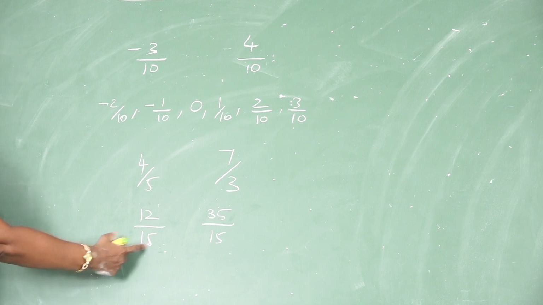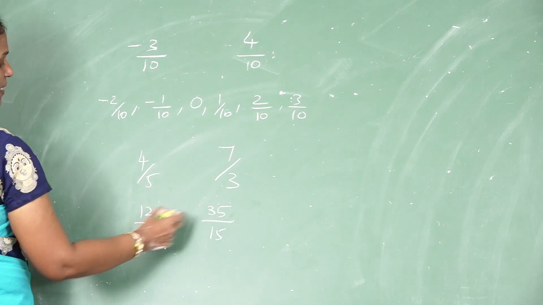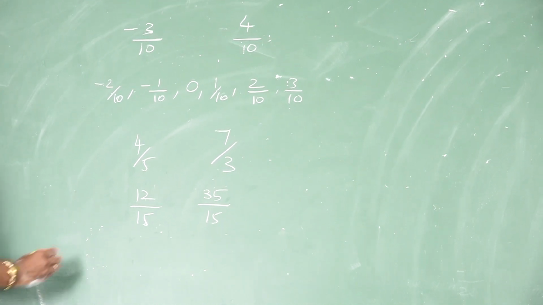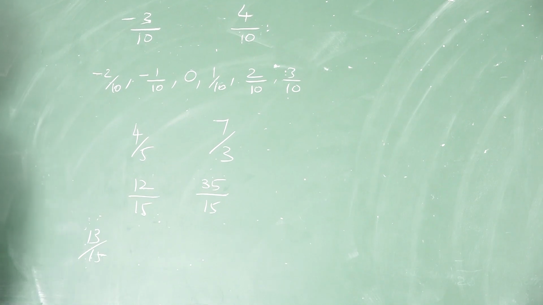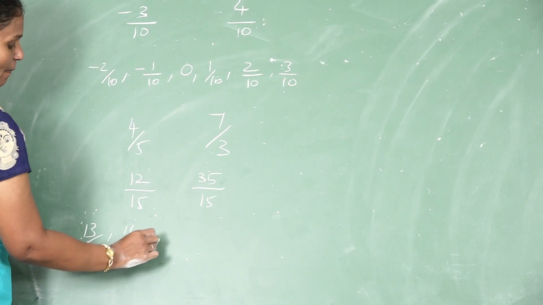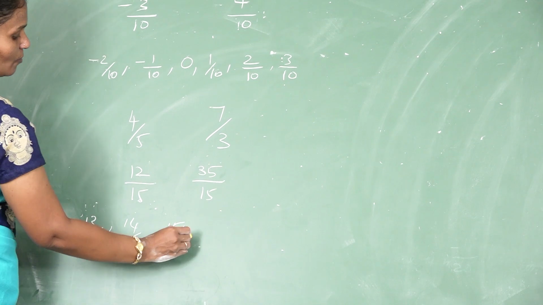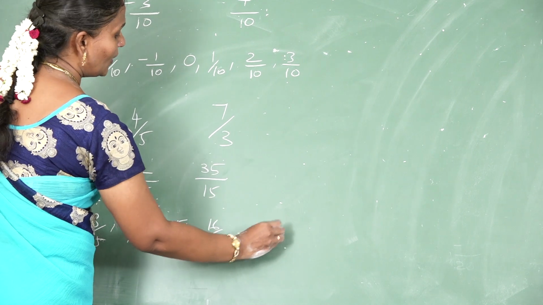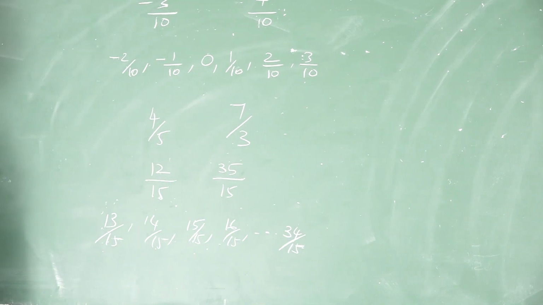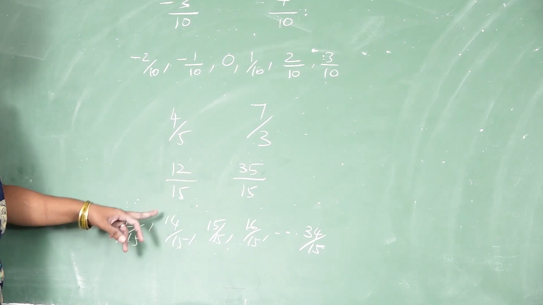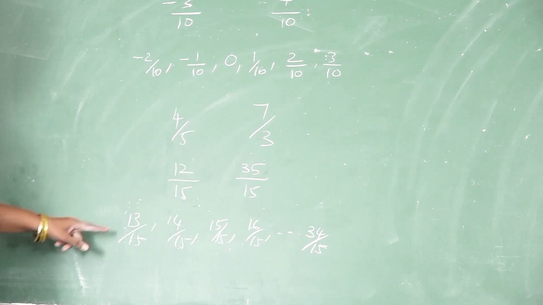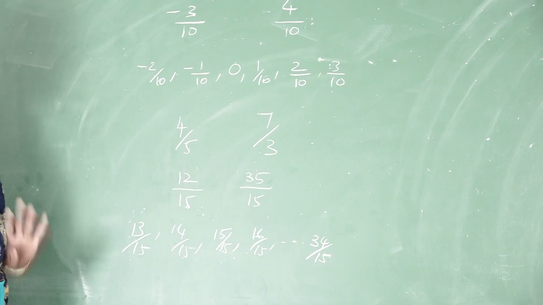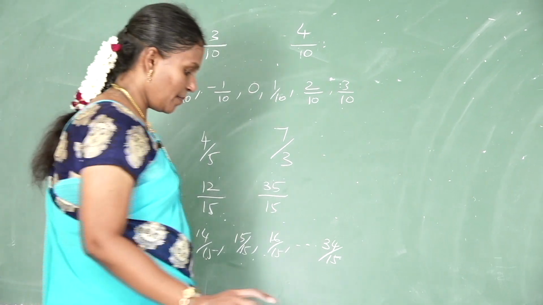Okay, now see the denominators are same. So how many rational numbers are in between 12 by 15 and 35 by 15? We can write 13 by 15, 14 by 15, 15 by 15, that is 1, next 16 by 15, etc., up to 34 by 15. Understand? How many rational numbers are in between these two rational numbers? Okay, these numbers lie between 4 by 5 and 7 by 3.